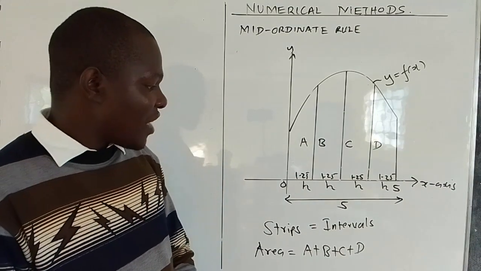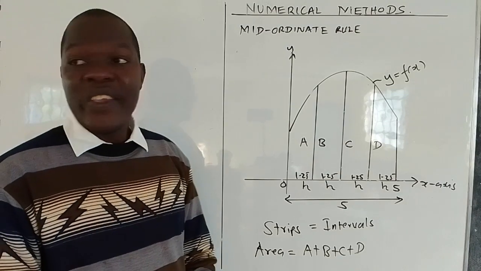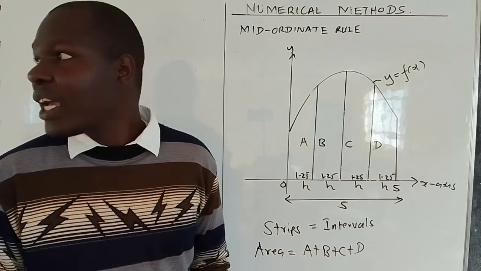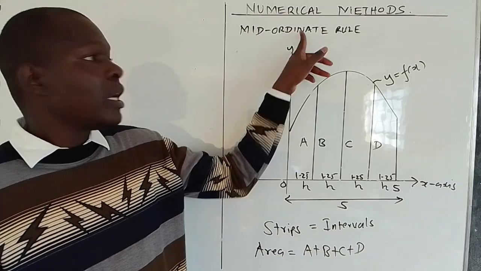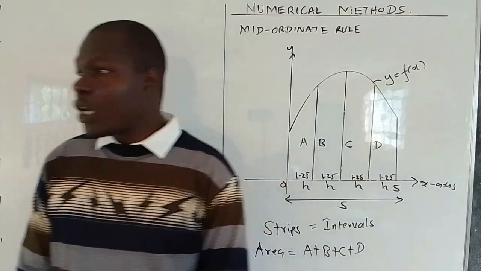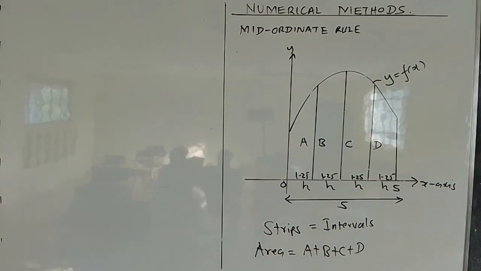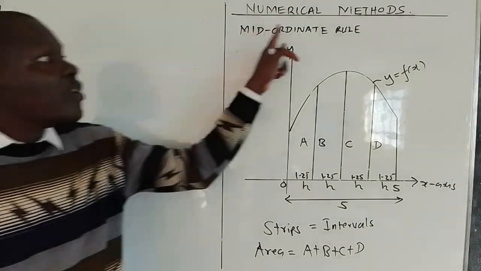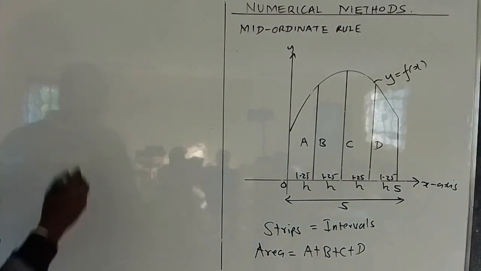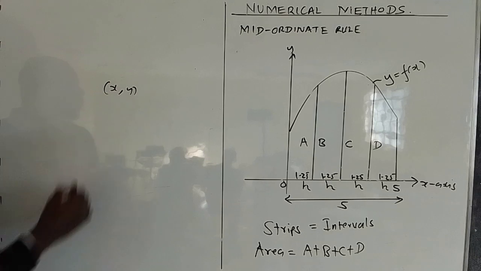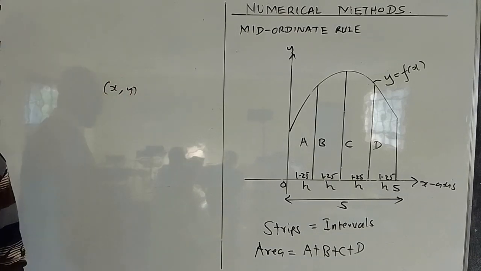Now, the next thing we need to know is which rule we are dealing with. In our case, which rule do we want to deal with? The mid-ordinate rule. So in the mid-ordinate rule, what happens? Take the word mid-ordinate. Ordinates, you know, belong to the Cartesian coordinate system, the XY coordinate system, the X coordinate and the Y coordinate, isn't it?